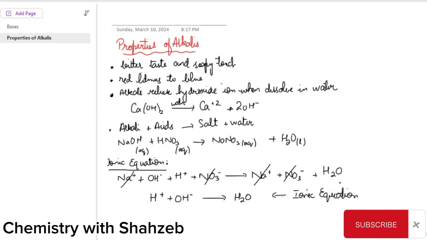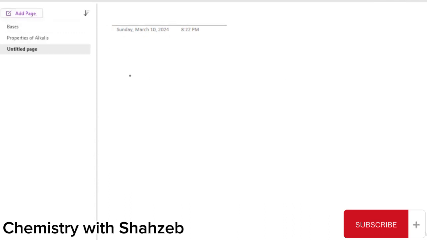Now let's move further towards another property which is also very important to understand, and this property is also commonly asked in the exam: when alkali reacts with ammonium salt, they form salt plus water plus ammonia gas.